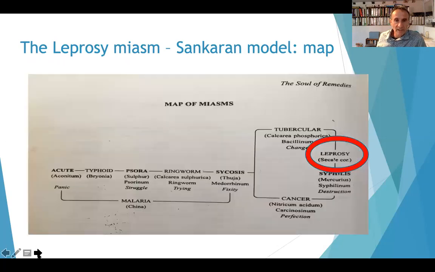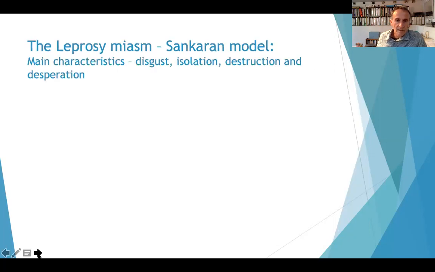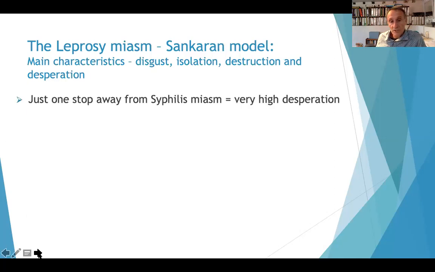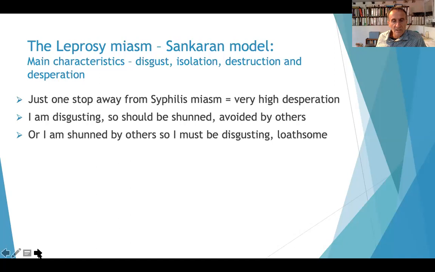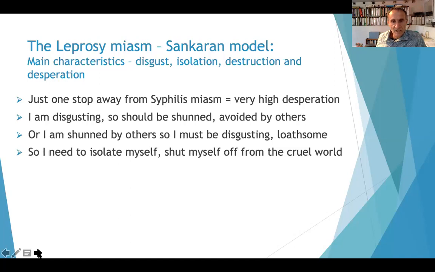Our final fill-in model, miasm, is the leprosy miasm, and we can see that its main characteristics are like being a leper, that outcast. There's disgust, there's isolation, destruction, and desperation, very much like the syphilitic model. So it's just one step away, very high desperation. I'm disgusting, I should be shunned, avoided by others. So I must be disgusting and loathsome.